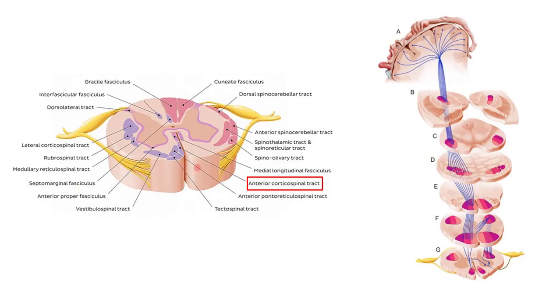The naming of these tracts is also pretty straightforward. Let's take, for example, the anterior or ventral corticospinal tract. The first part of the name refers to the funiculus it's found in. The next part shows its origin, in here indicating an origin in the cerebral cortex, and finally we have its destination. The corticospinal tract extends from the cerebral cortex to the spinal cord.